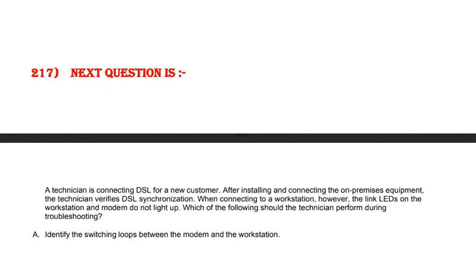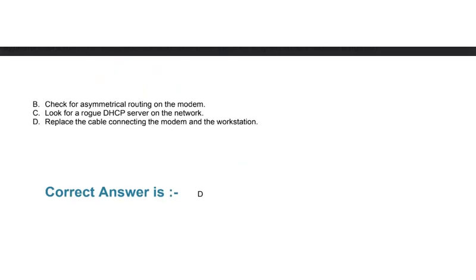Option A. Identify the switching loops between the modem and workstation. Option B. Check for asymmetrical routing on the modem. Option C. Look for a rogue DHCP server on the network. Option D. Replace the cable connecting the modem and the workstation. Correct answer is option D.